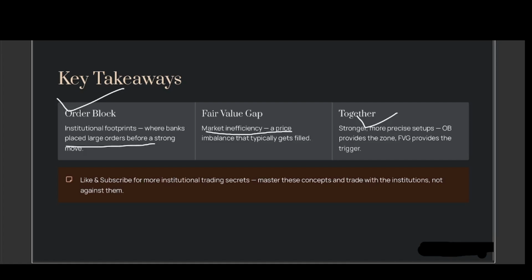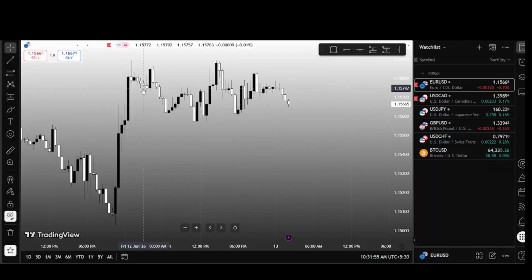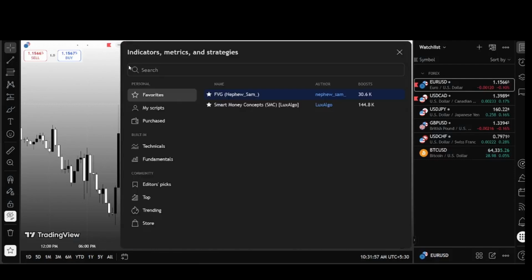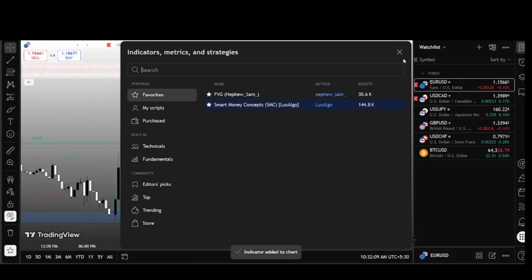And now, the most awaited part which you all have been waiting for is the indicator. Now I'm going to show you an indicator which marks out all your order blocks and fair value gaps. Just head on to TradingView, go to the indicator section and apply the indicator FVG and Smart Money Concept by LuxAlgo. These two indicators are going to do the work for you.